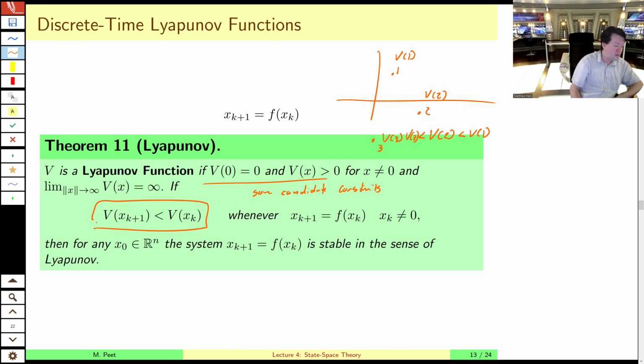Clearly, if you think in terms of energy, if it's strictly decreasing at each time step, it's going to approach 0. The Lyapunov function will. And if a candidate Lyapunov function goes to 0, then the state itself will go to 0 as well. And so if you can find a candidate Lyapunov function which is decreasing at each time step, then the system is stable.